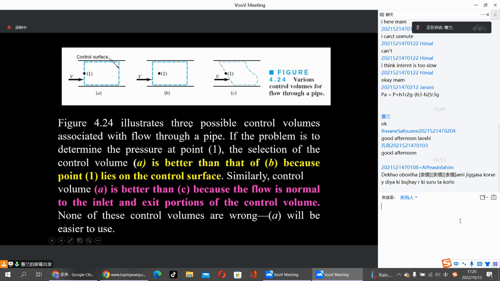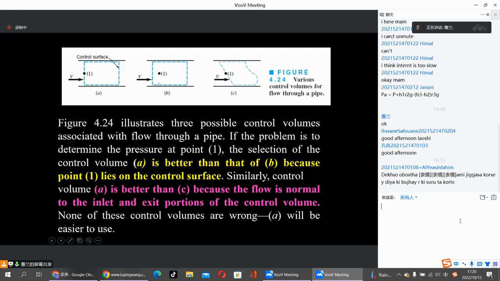So for example, here for pipe flow, if we want to calculate the velocity or the pressure at point one, it will be good to choose the control volume this way. This is a rectangular control volume. Why do we choose a rectangular control volume? Because its control surface is easy to calculate, right? So it's better that point one is located on the control surface.